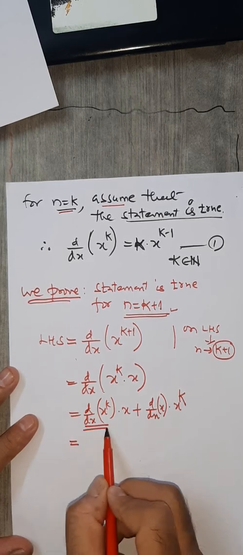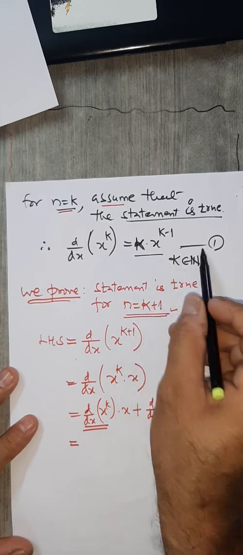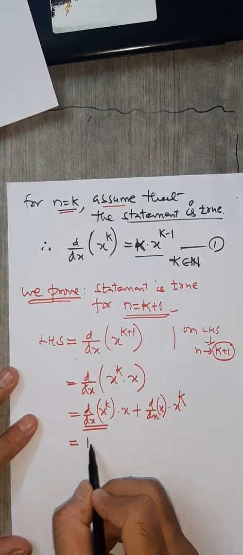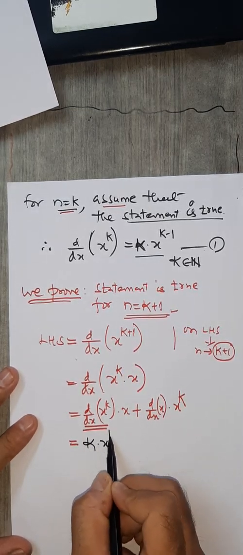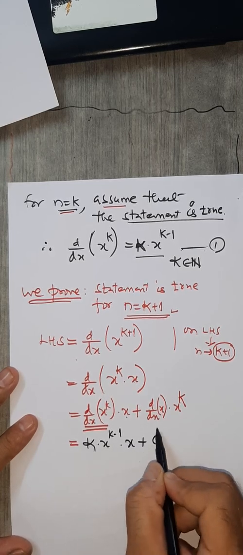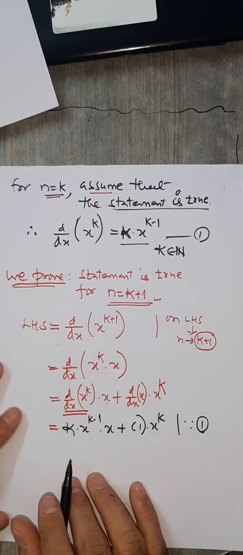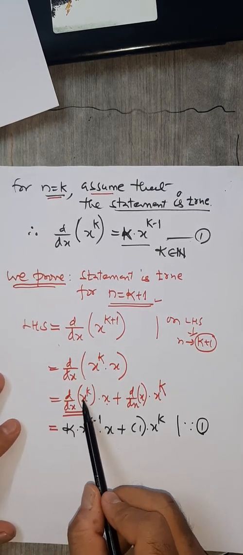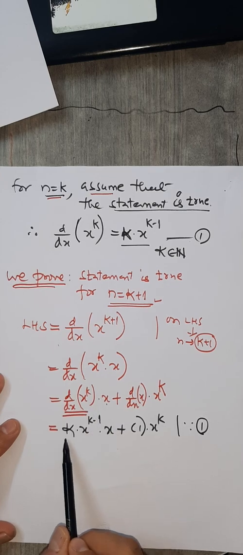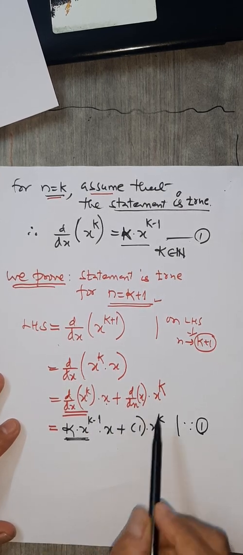Now you know this portion from equation 1. You know the answer to this from 1. So what is that? k into x raised to k minus 1. This is x as it is. This is 1 into x raised to k. This is by 1. What I did, instead of x raised to k, you have placed this value, remember, because of 1. This is 1, this is as it is.